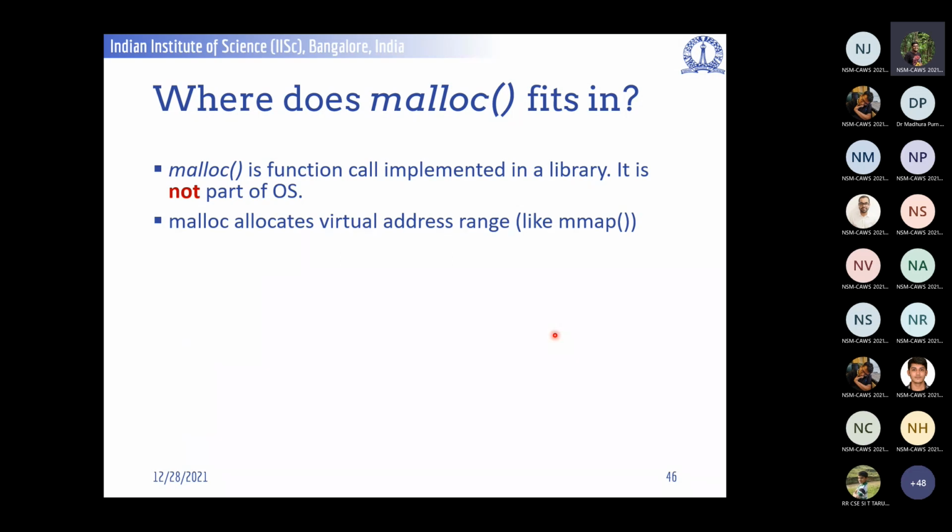Now you might be wondering, I don't allocate memory using mmap. My applications allocate memory using malloc. So why does this fit in? By the way, first things first, malloc is not a part of the operating system. It's just a function call. Okay, and malloc, just like mmap, allocates a virtual address region. But what it actually does is this.